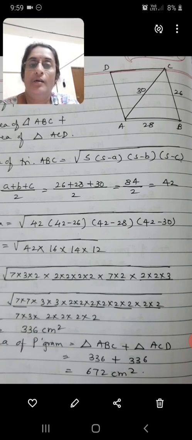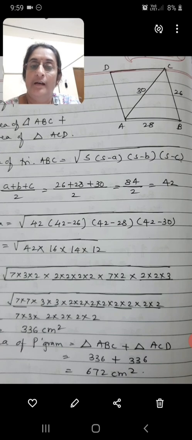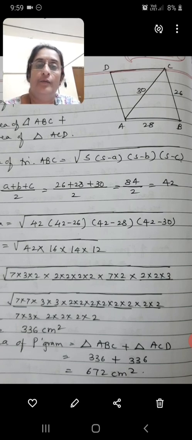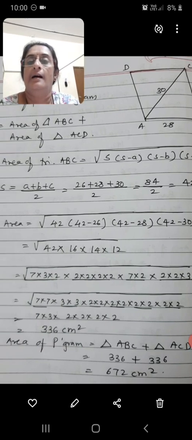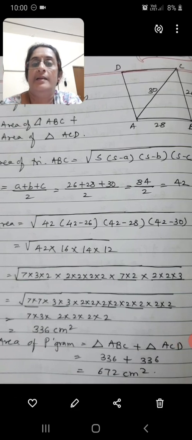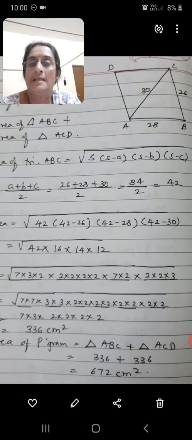So let us find out the area of triangle ABC first. Here we are going to use a different formula. You have learned the formula half base into height for the area of a triangle. But here the base we know, but the height of the triangle is not given. So we are going to use Heron's formula, that is, area of triangle ABC is root S in bracket S minus A, S minus B, S minus C.